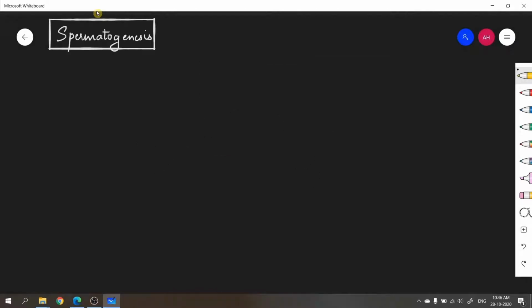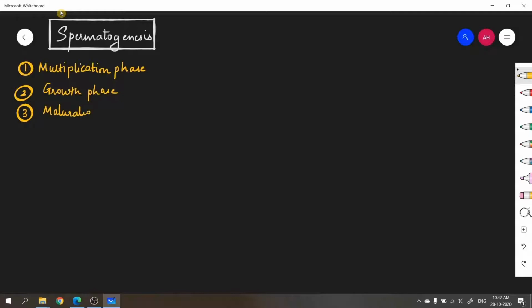Let us start with spermatogenesis. Now, for convenience, the entire process of spermatogenesis can be divided into three phases. I'm going to mention the phases here. First phase is the multiplication phase. I'm going to explain all the processes that take place in each of these phases with a diagram. The second phase is the growth phase. And the third phase is maturation phase. Alright, so these are the three phases in which the entire process of spermatogenesis takes place.